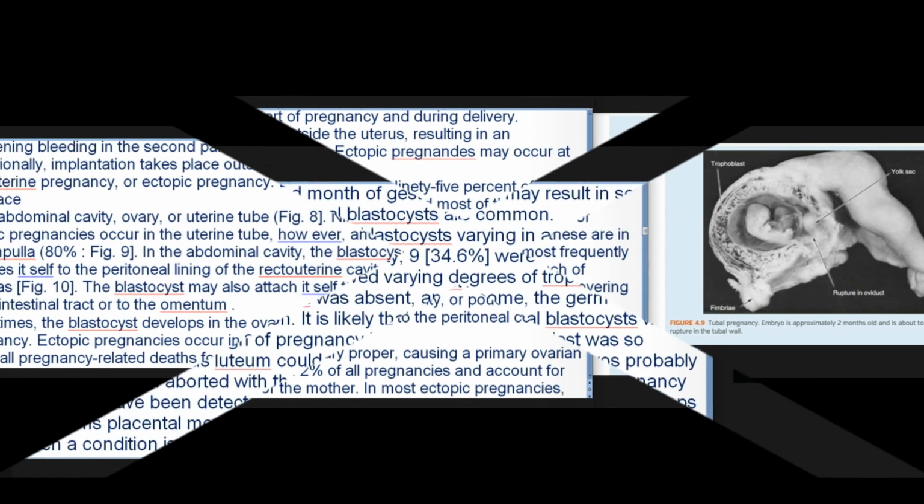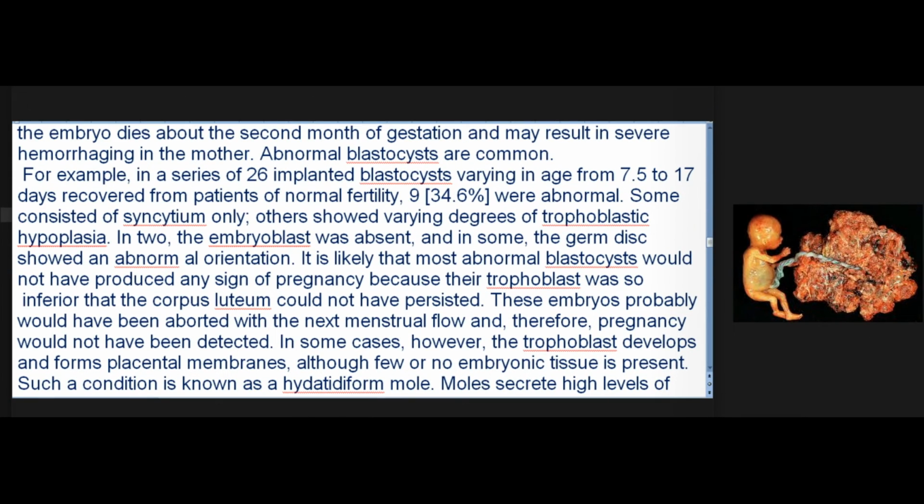In most ectopic pregnancies, the embryo dies about the second month of gestation and may result in severe hemorrhaging in the mother. Abnormal blastocysts are common. For example, in a series of 26 implanted blastocysts varying in age from 7.5 to 17 days recovered from patients of normal fertility, 34.6% were abnormal. Some consisted of syncytium only, others showed varying degrees of trophoblastic hypoplasia. In 2, the embryoblast was absent, and in some, the germ disc showed an abnormal orientation.